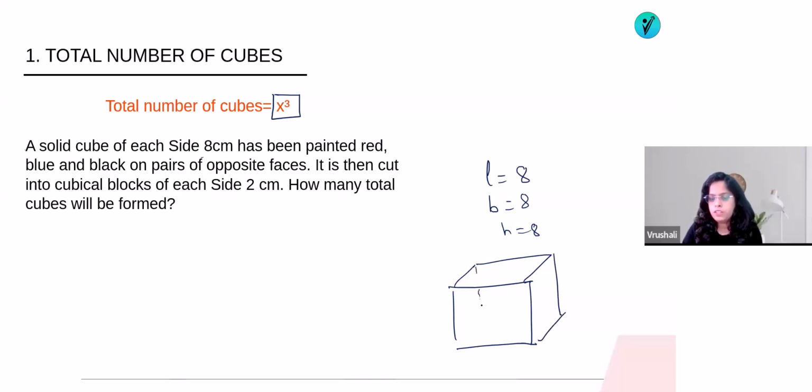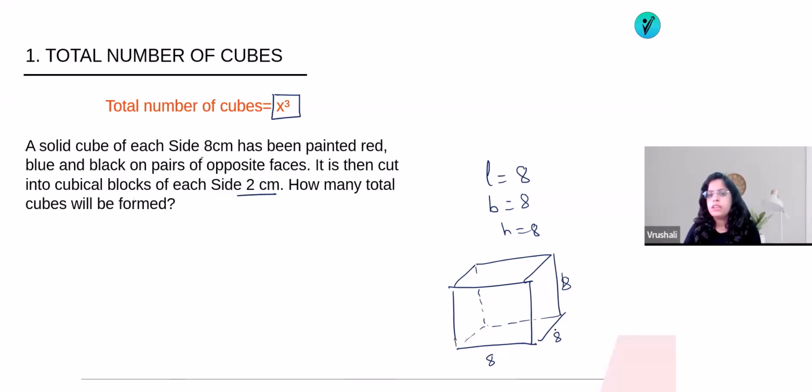This is your cube, in which I know that each side is 8. So what are they saying? The cube has been painted in red, blue and black colors, with 3 colors on the pairs of opposite faces. It is then cut into cubical blocks where each side is 2.